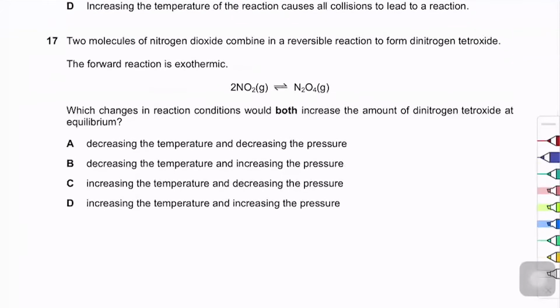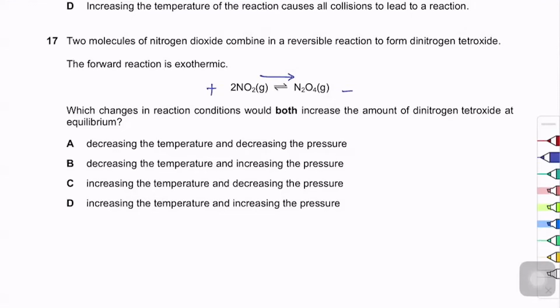Two molecules of nitrogen dioxide combine in a reversible reaction to form dinitrogen tetroxide. The forward reaction is exothermic. So I've told you whenever you read that, write minus plus or plus minus. This is a plus minus equation. Which change in reaction condition would both increase the amount? So that means I want to drive it forward. So we are looking for two changes that will drive the equilibrium forward.